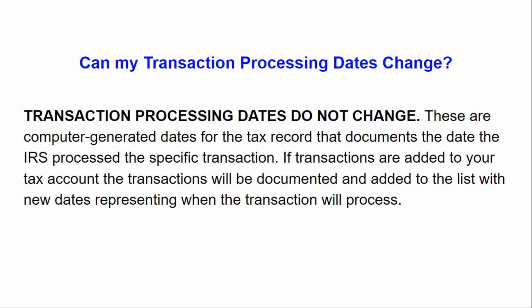Can my transaction processing dates change? Transaction processing dates do not change. These are computer-generated dates for the tax record that document the date the IRS processed that specific transaction. If transactions are added to your tax account, the transactions will be documented and added to the list with new dates representing when the transaction will be processed.